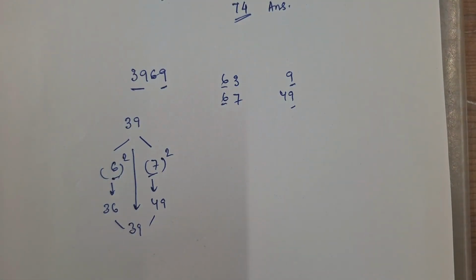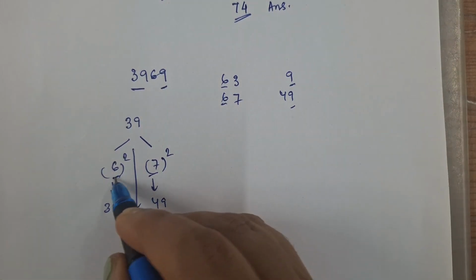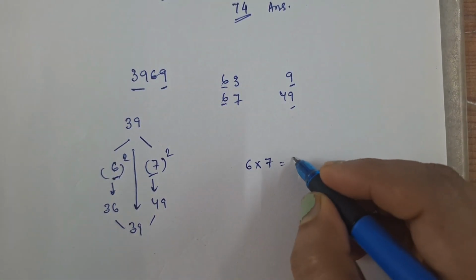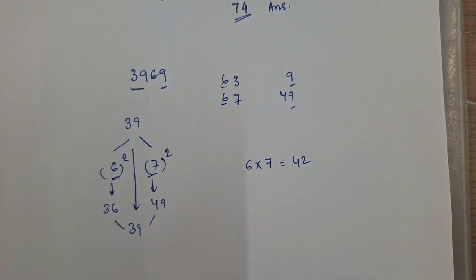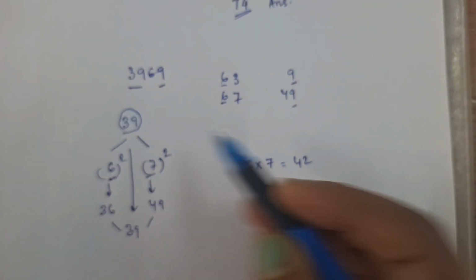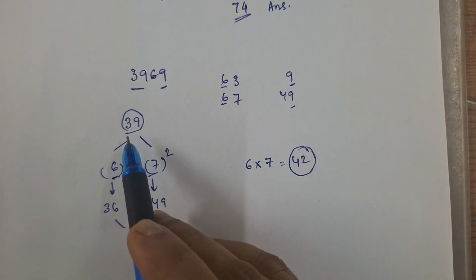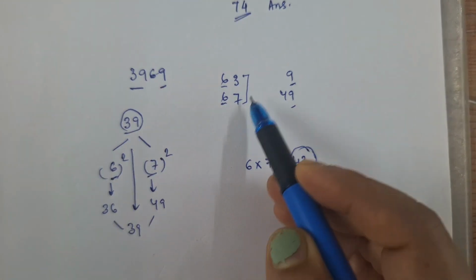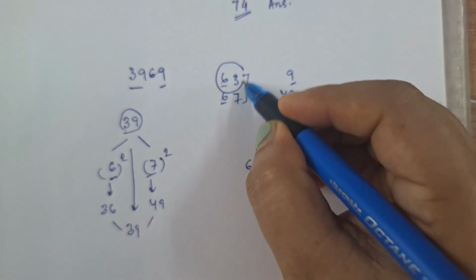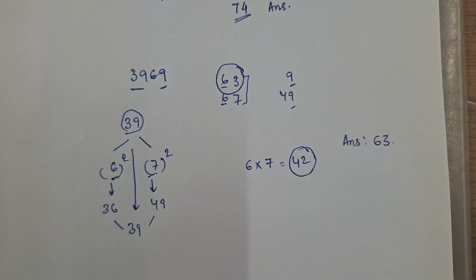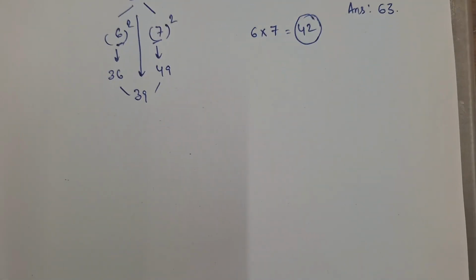Now next what we have to do, we have to take the smaller number 6 and multiply it with one more than 6. So 6 into 7 is 42. Now we will make a comparison between this 39 and 42 and see which is smaller. 39 is smaller, so we will take the smaller number of 63 and 67, which is 63. So answer is 63. Okay, now let us do one more example.